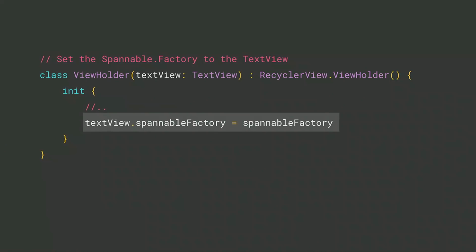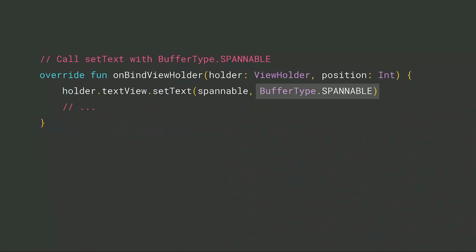In the recycler view, this is how you would use it. In the view holder, you would set the Spannable Factory you've just created, and then in the onBindViewHolder, make sure you're also setting the buffer type as Spannable when you're setting the text.